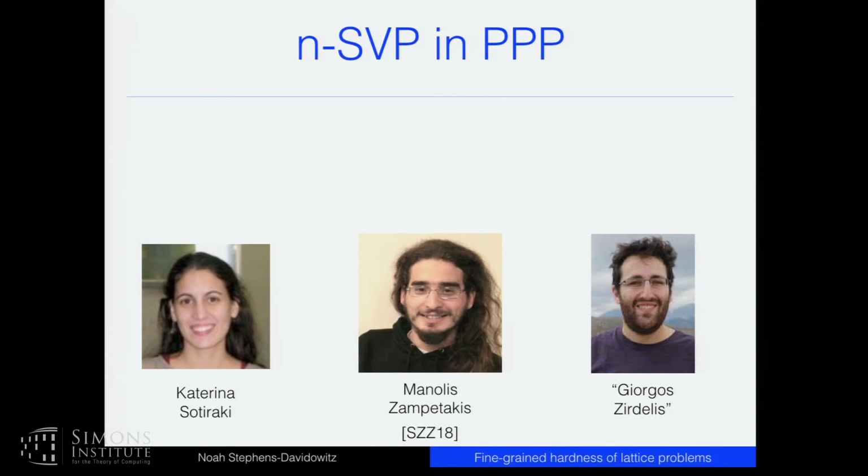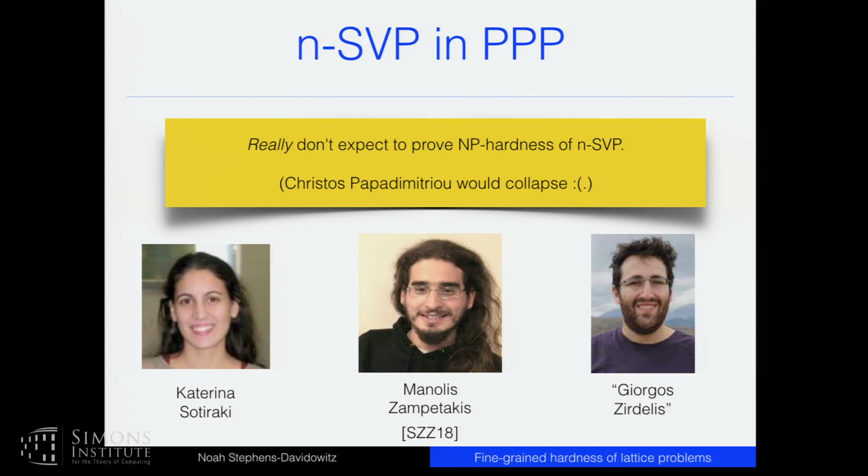There's actually a new line of work by Katerina and Manolis and Georgios, who's not here, and that's not a picture of him. He doesn't have a picture online. If you Google him, this is what you get. Daniel Wicks, his advisor. But they proved that for an n approximation factor, SVP is in PPP, which means we really don't expect to prove NP hardness of n SVP because otherwise Christos Papadimitriou would be unhappy.